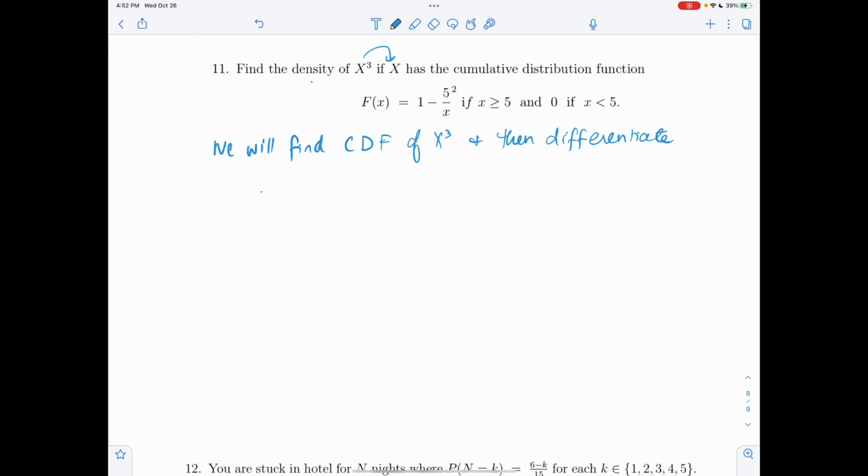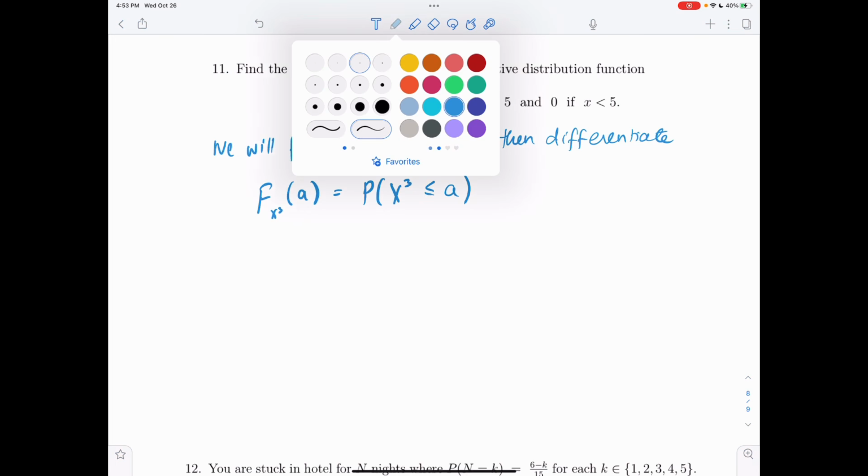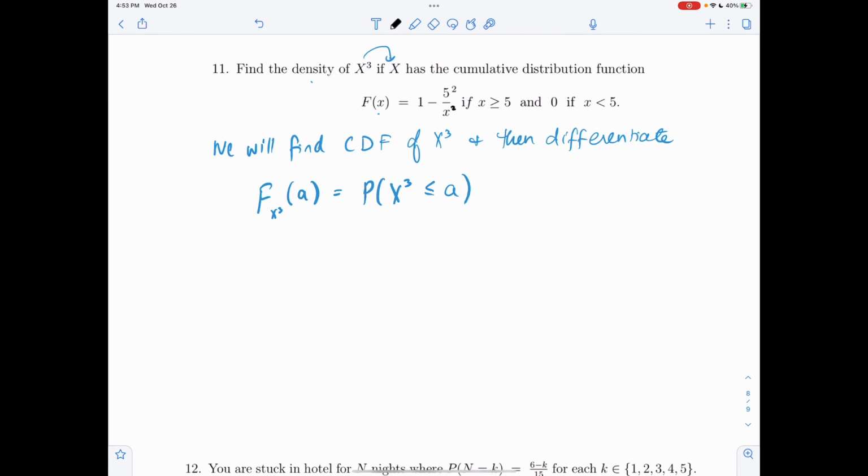Okay, so let's just write it like this. What is this going to be? It's the probability that x cubed is less than or equal to a. Well, let's take a look for a second. Let's look at the CDF of x. It is 1 minus 5 squared over x if x is bigger than 5, and 0 if x is less than or equal to 5. Actually, there's a typo here. I'm sorry, this should be an x squared. Okay, all right.